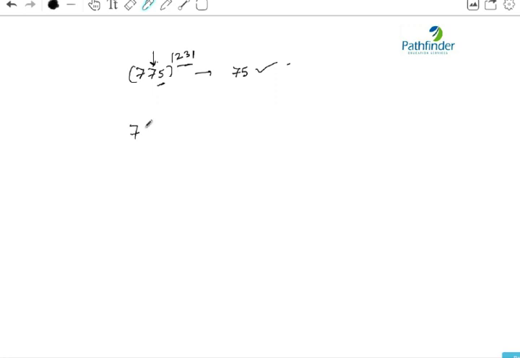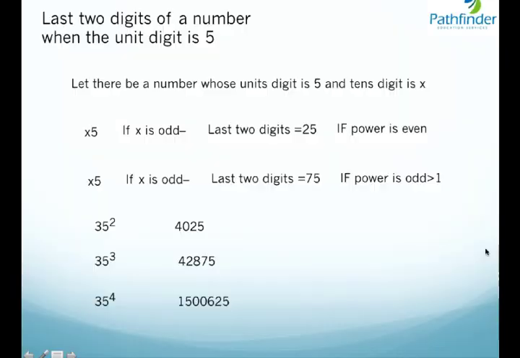What are the last two digits of the number 765 to the power of 142? Now we can see that the unit digit is 5, the preceding digit is even, so irrespective of this power, the last two digits will always be 25. So it's a very simple method by which you can calculate the last two digits.